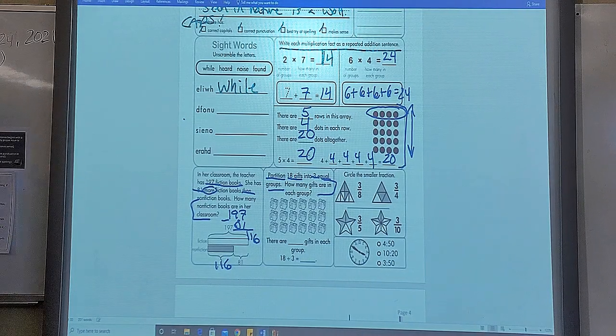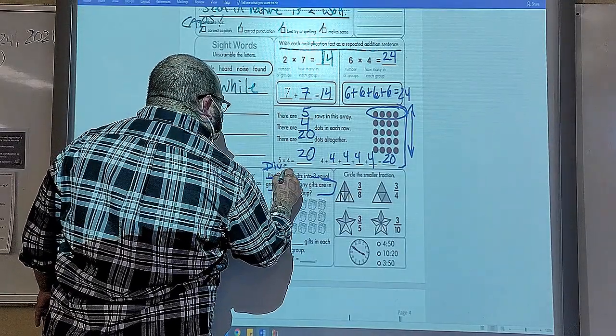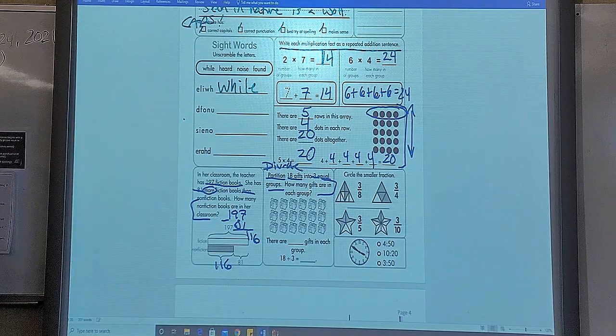What's the word? Division. Divide. It's division. When it says to partition, they mean to divide. Divide 18 gifts into 3 equal groups. Anytime you're asked to divide a larger number into a smaller number, that's what they're asking.